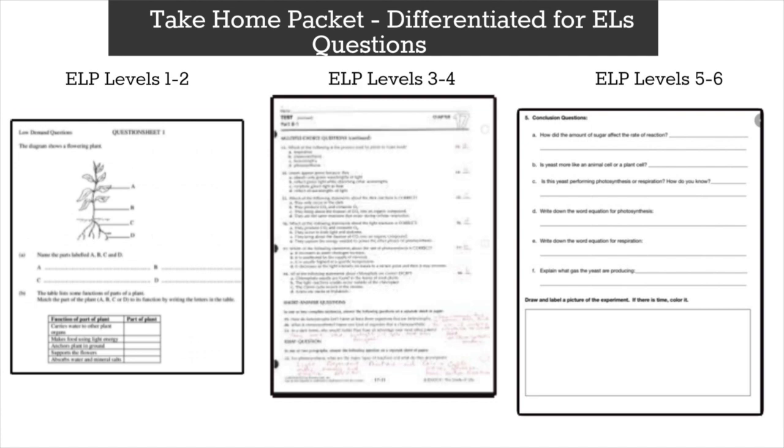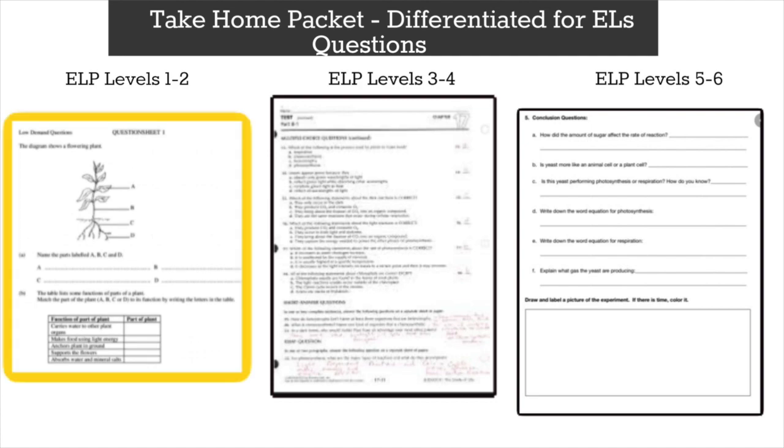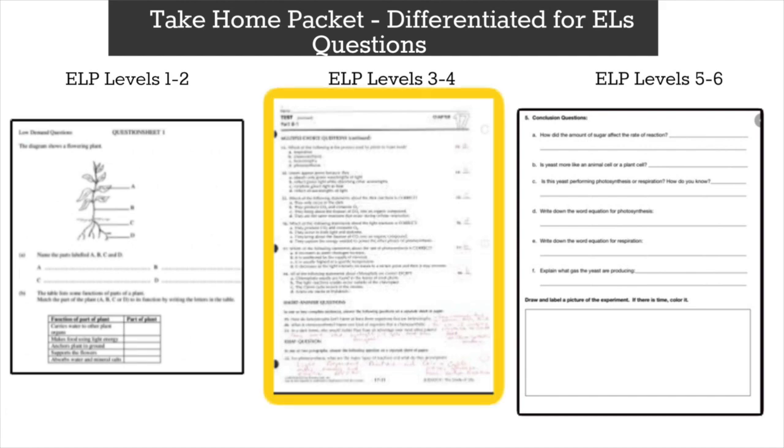So let's look at this. ELs at levels 1 and 2 can label, they can use short phrases or 1 or 2 words, and they're not having to build their own sentences. An assignment like this is ideal for ELs at levels 1 and 2.